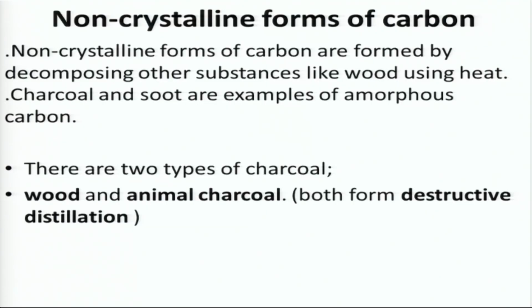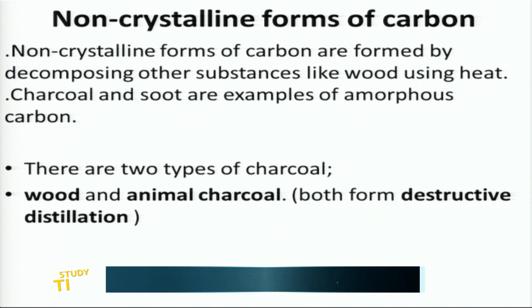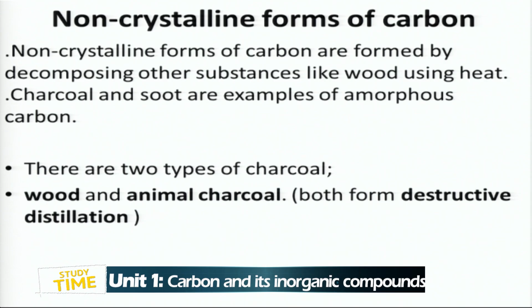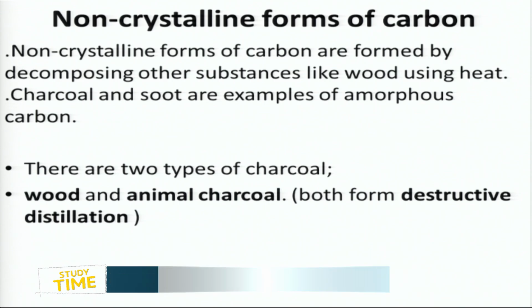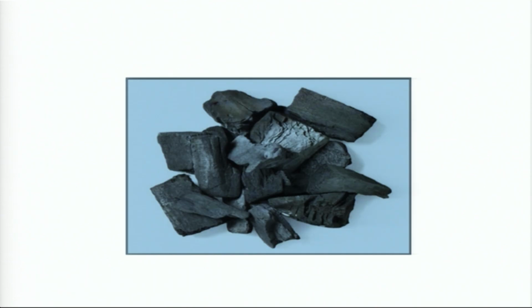Good. So this is among the non-crystalline forms of carbon. So we have finished looking at the crystalline forms of carbon, that is diamond and graphite. So we are talking about the non-crystalline forms of carbon, charcoal inclusive. So this structure is for charcoal. You know charcoal. The charcoal you use for cooking at home.